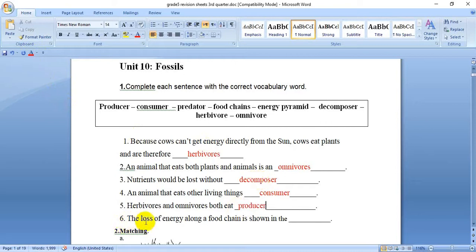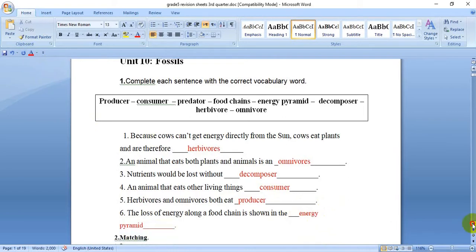Question 6. The loss of energy along a food chain is shown in the, which diagram shows us the amount of energy in each level? So the answer for question 6 will be energy pyramid. Okay, so now we will go to the next question, matching.